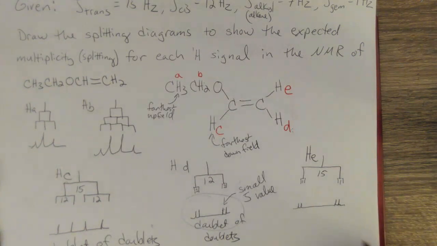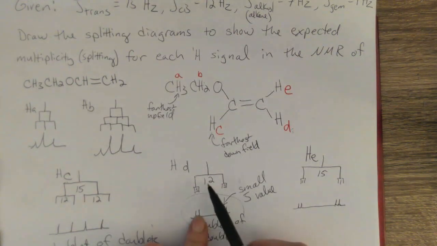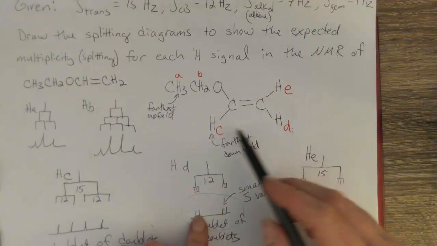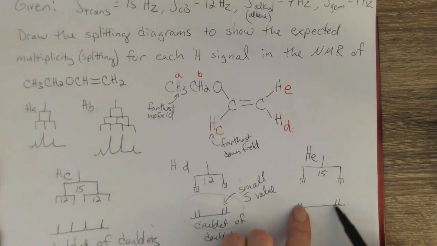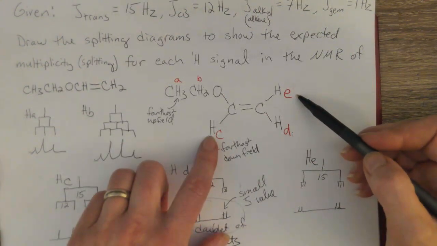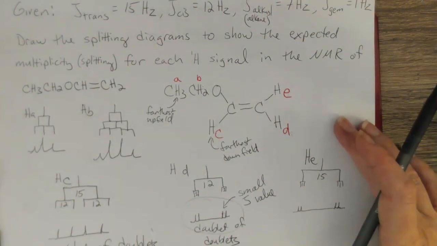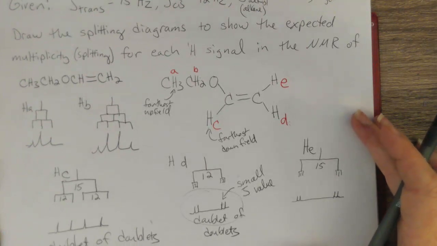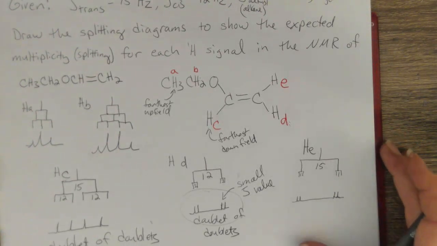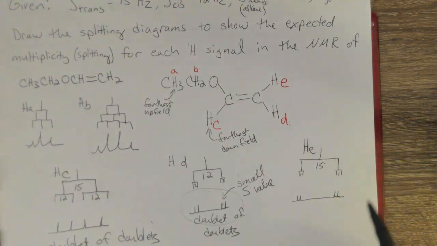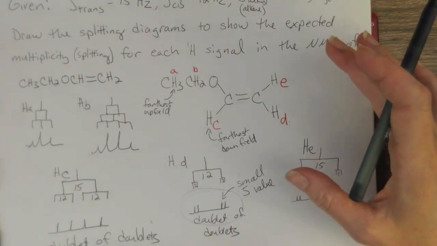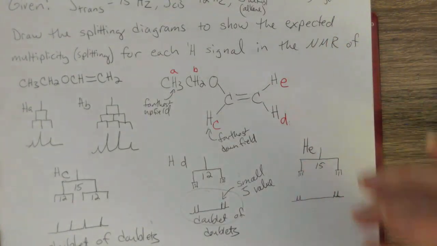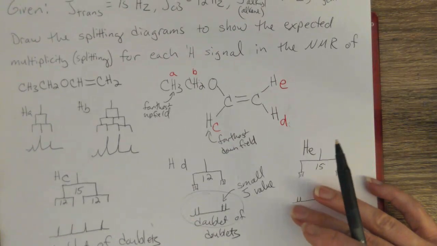Try to make that even, okay? And this distance here, because HD was cis to HC, that's why this distance here is smaller than this one, where these two are trans to each other, okay? All right, so we're going to have lots of fun drawing these splitting diagrams. Now, let's take a look at the proton NMR spectrum.